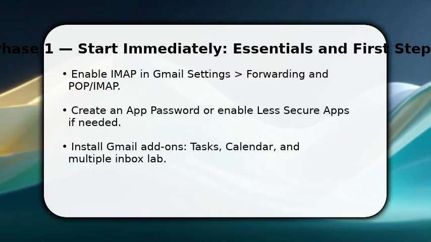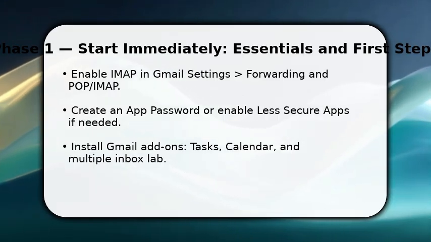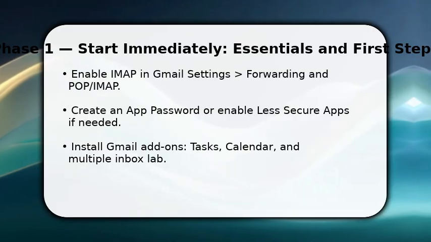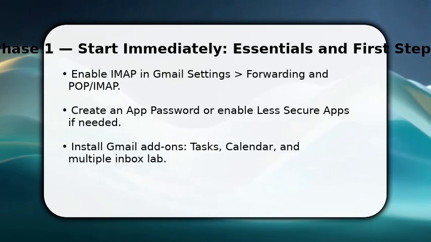You start by enabling IMAP and any required app-specific password. This lets other clients talk to Gmail like Outlook does. Once done, install the tasks and calendar add-ons so you get side-by-side functionality.